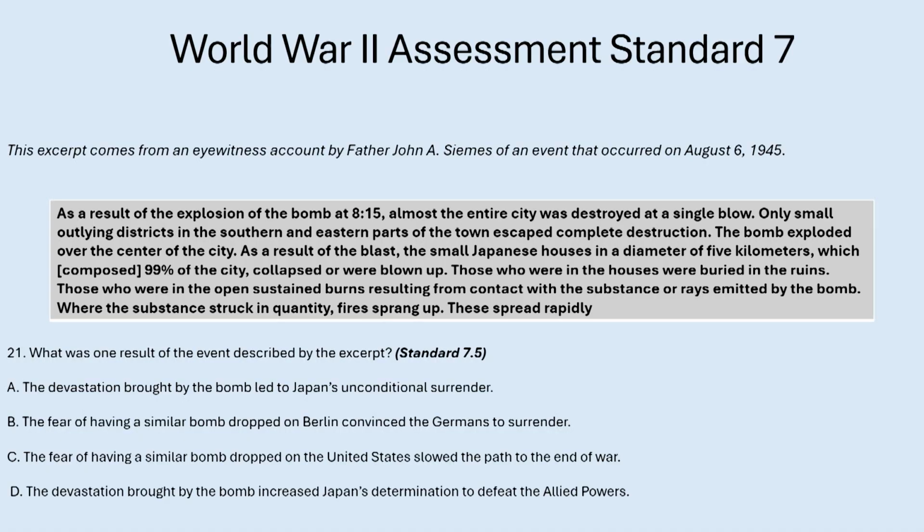The devastation brought by the bomb led to Japan's unconditional surrender, because this would be Hiroshima and Nagasaki. The fear of having a similar bomb dropped on Berlin, well, the Germans had already surrendered. That happened May 8th, 1945, so it can't be that. The fear of having a similar bomb dropped on the United States slowed the path to the end of the war. The devastation brought by the bomb increased Japan's determination to defeat the Allied powers. The best answer is going to be A.